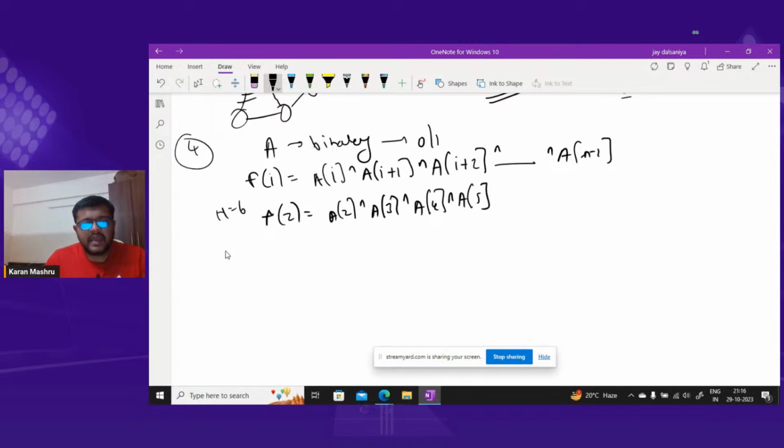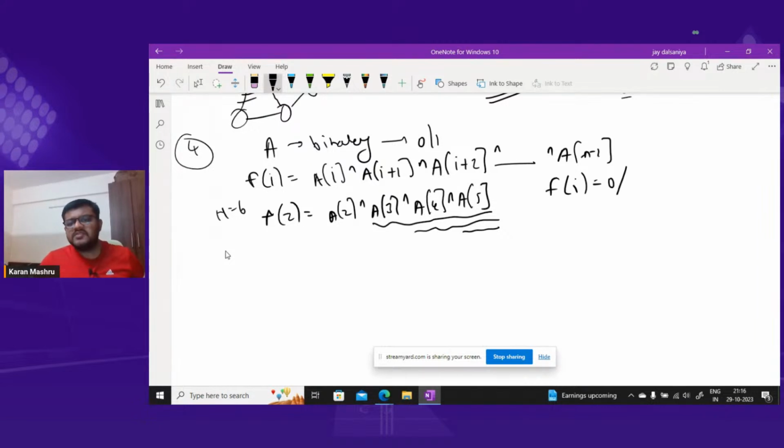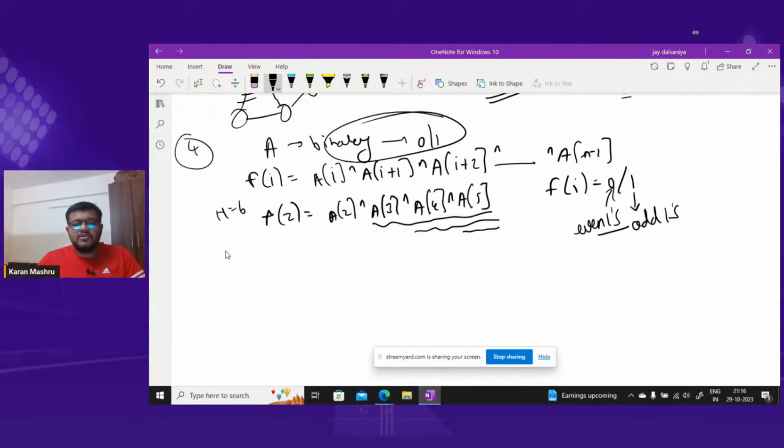And f of 3 will be this. F of 4 will be this. F of 5 will be this. Also, let us understand that f of I will be either 0 or 1, because since this array is binary, when taking XOR of some elements, if the number of ones from I to n minus 1 is odd, my answer would be 1. If the number of ones from I to n minus 1 is even, my answer would be 0. Okay, so now let's move on to the next statement.